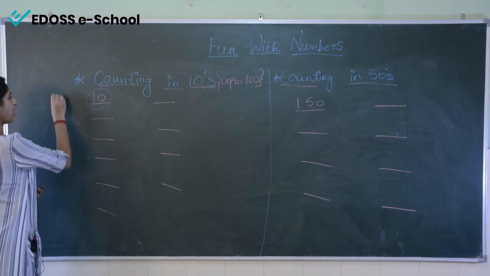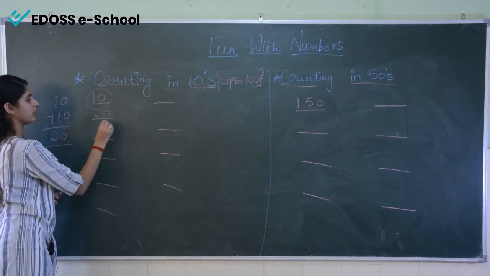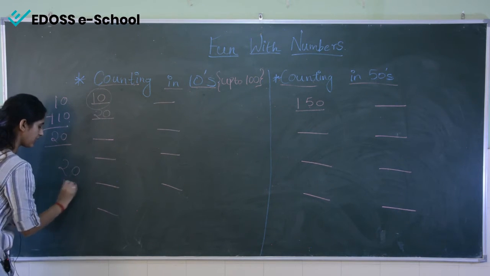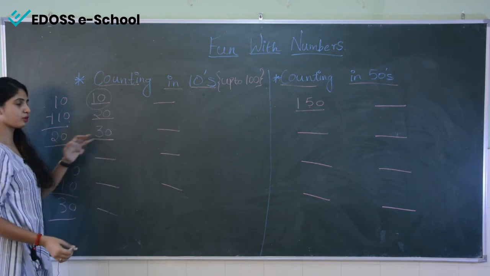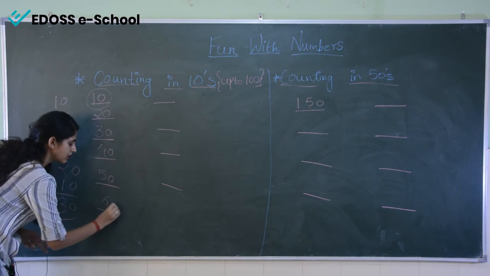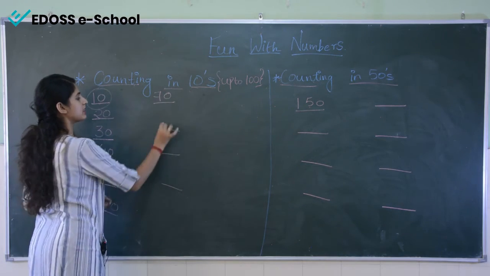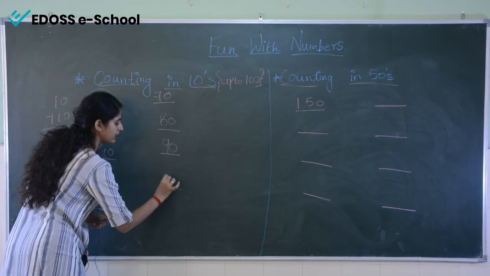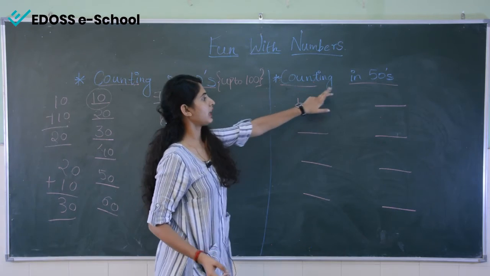So this is 10, if I add 10 to this number, what will it become? 20. So I will write 20 here. Again if I add 10 to 20, it will become 30. So I will write 30. Then again add 10, 40, then 50. After 50 what will come? 60. Add 10 to 60, 70, then 80, then 90, then 90 plus 10 is 100.